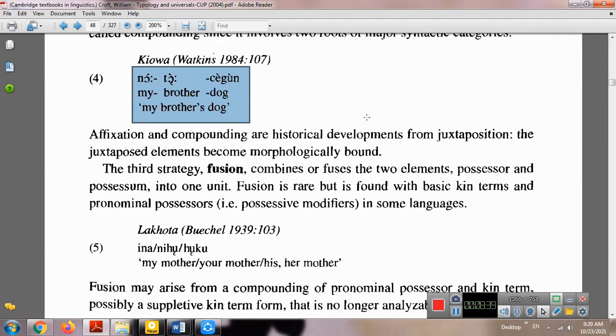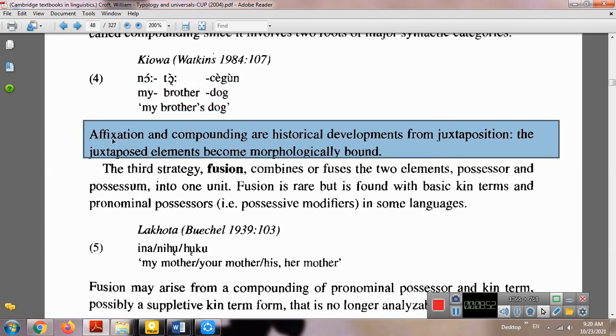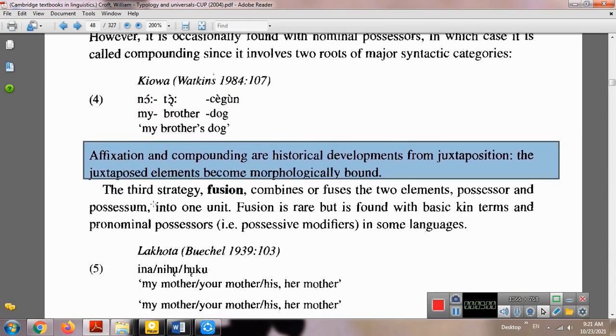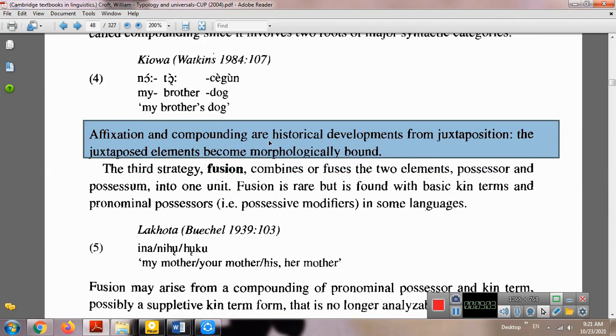Affixation and compounding are historical developments from juxtaposition. The juxtaposed elements become morphologically bound. Okay, I want to repeat it again. Affixation and compounding, here we have the example of compounding, and here is affixation. Affixation and compounding are historical developments from juxtaposition. The juxtaposed elements become morphologically bound. Okay, we should know that.